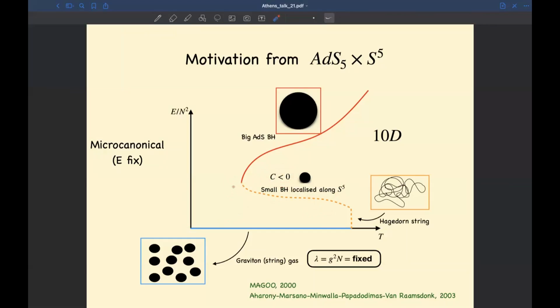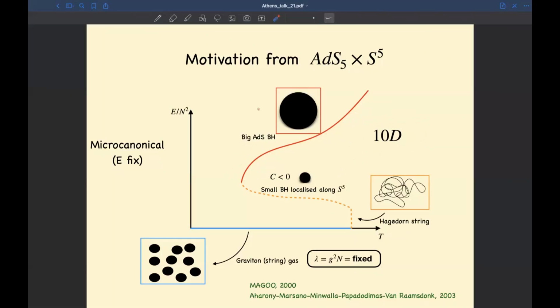And again, there is another transition here, where this black hole grows and fills the S5. This can be seen as a big black hole sitting in AdS, filling the S5. But a very important ingredient is that this scenario always takes place in 10 dimensions.